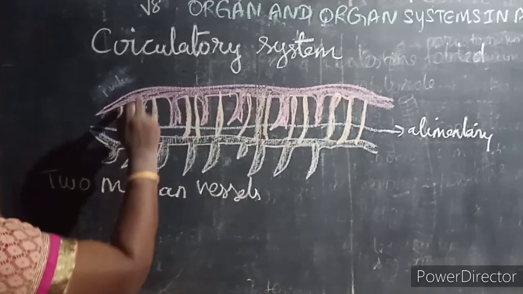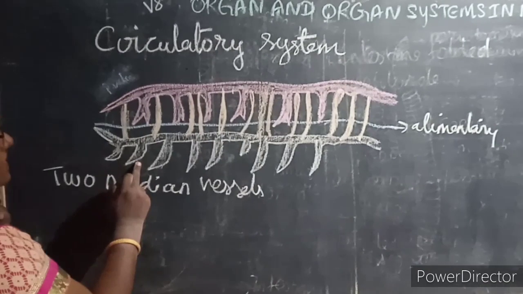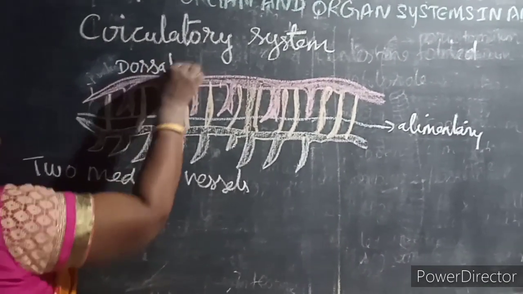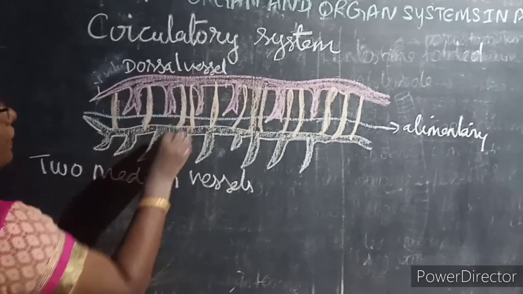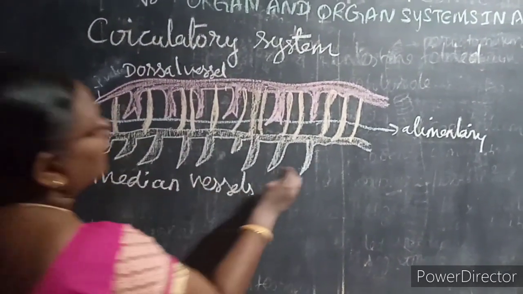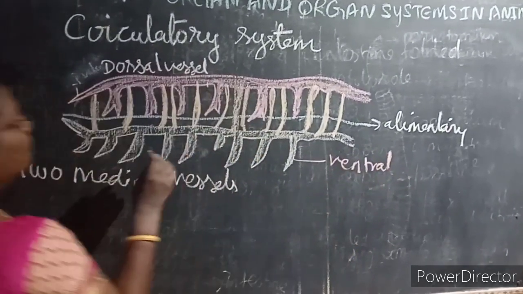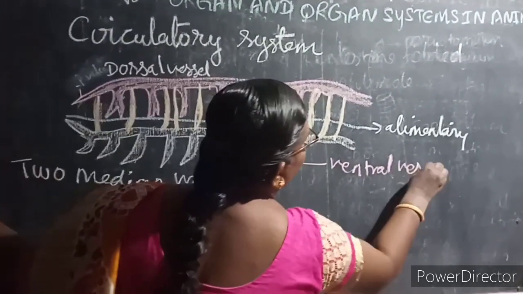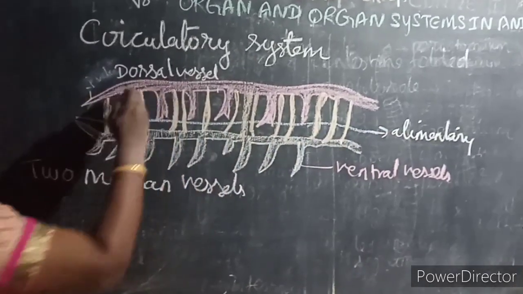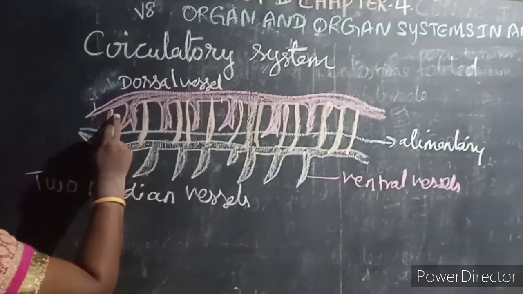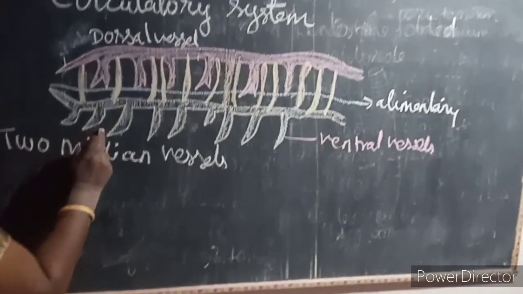This is the alimentary canal. Above and below the alimentary canal, the upper one is known as the dorsal vessel, and the one below the alimentary canal is known as the ventral vessel. These are the two median longitudinal vessels that run above and below the alimentary canal. One is called the dorsal vessel and the second one is called the ventral vessel.